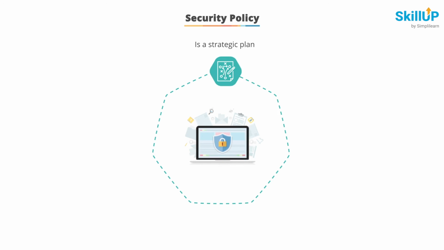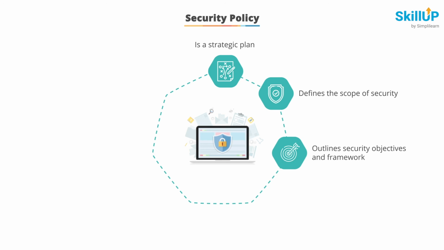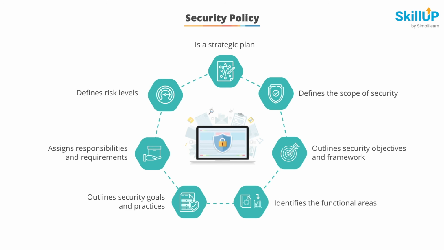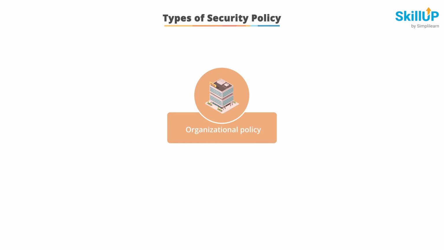The security policy is a strategic plan for implementing security. It defines the scope of security needed for the organization. It defines the main security objectives and outlines the security framework. It identifies major functional areas of data processing. It broadly outlines the security goals and practices that should be employed. It is used to assign responsibilities, define roles, specify audit requirements, outline enforcement processes, indicate compliance requirements, and finally define acceptable risk levels.